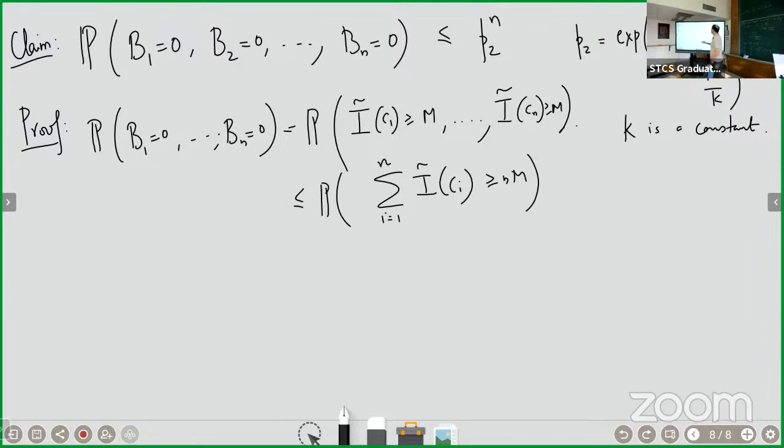Really important. If all these events have to be true, it implies that the summation is greater than n times n. Individually, each of these events is greater than n, so this better be true. Now, using Markov, what do I get? For any t, this is true. First take the exponent, raising e to the power t on both sides, and then apply Markov's inequality.